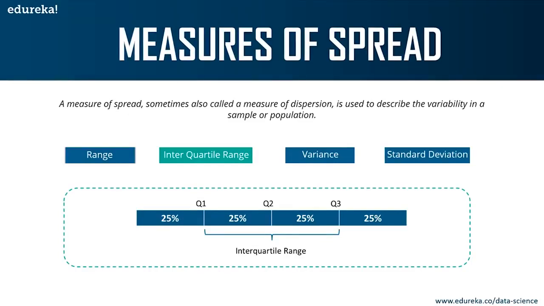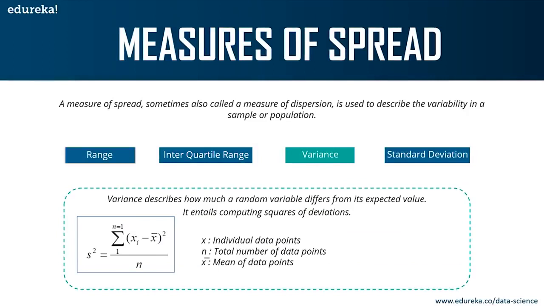Now let's look at variance. Now variance is basically a measure that shows how much a random variable differs from its expected value. Okay, it's basically the variance in any variable. Now variance can be calculated by using this formula. Right here, X basically represents any data point in your data set. N is the total number of data points in your data set, and X bar is basically the mean of the data points. Alright, this is how you calculate variance.